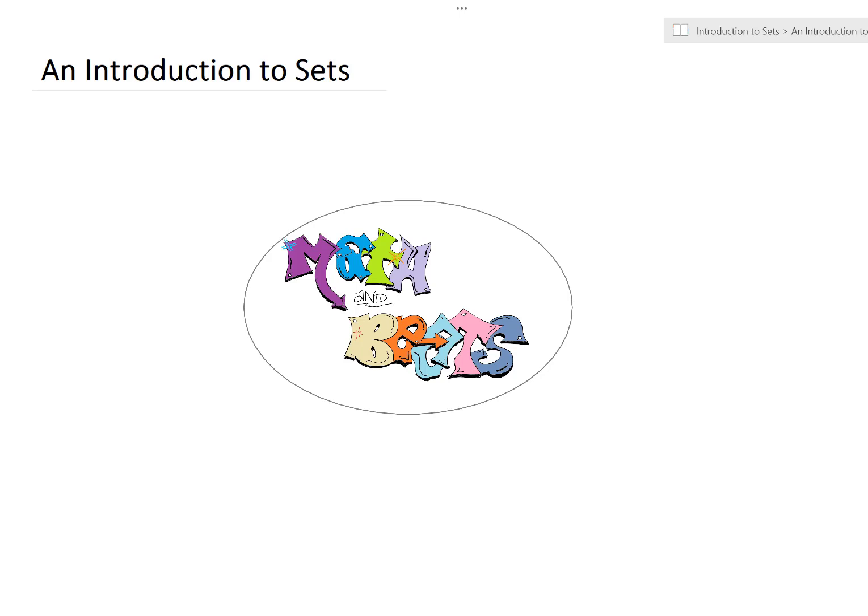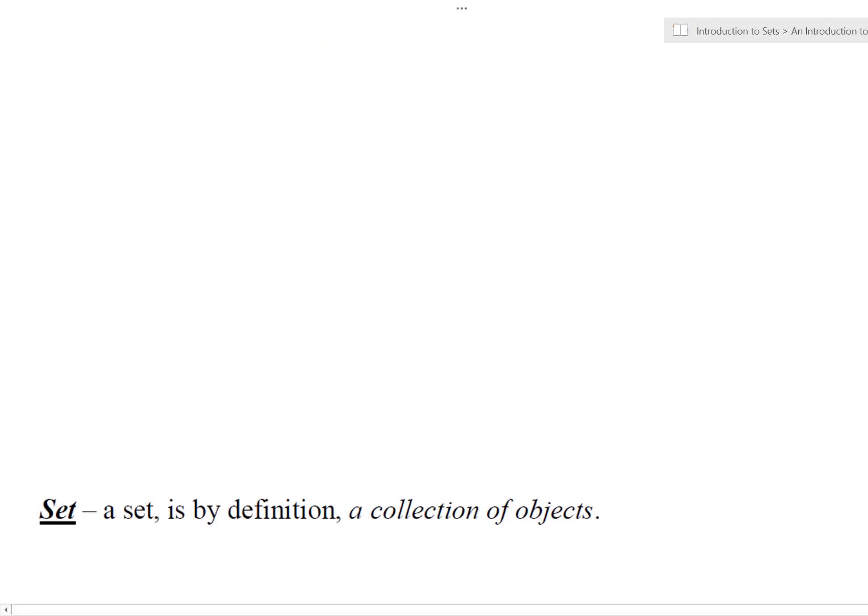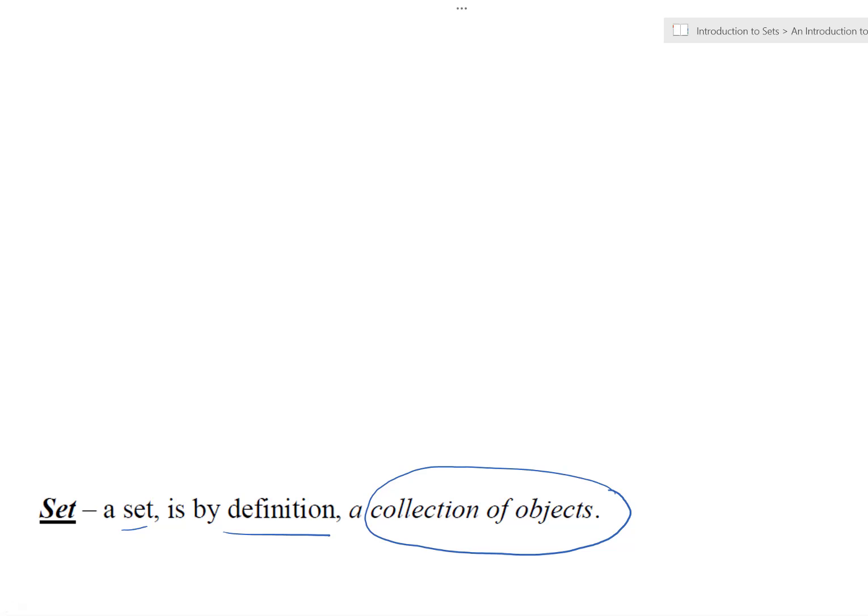We are going to continue discussing all this logic and proofs and stuff. And in order to do so, we need to talk about sets, which we haven't done so far. So we're going to introduce sets in this video. Let's get started. Straight up, what's a set? A set, by definition, is a collection of objects. So you just have a bunch of stuff, and that collection we call a set.